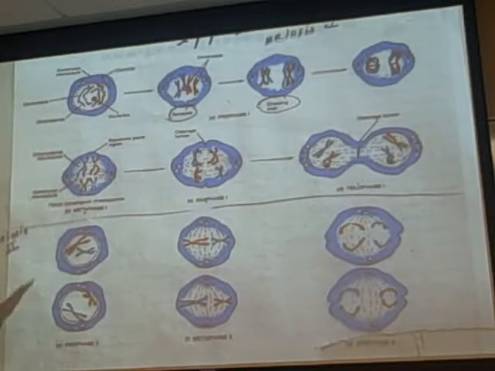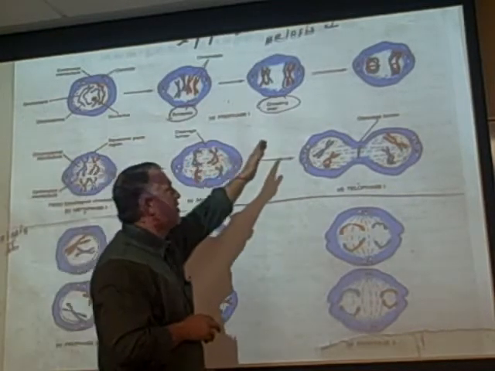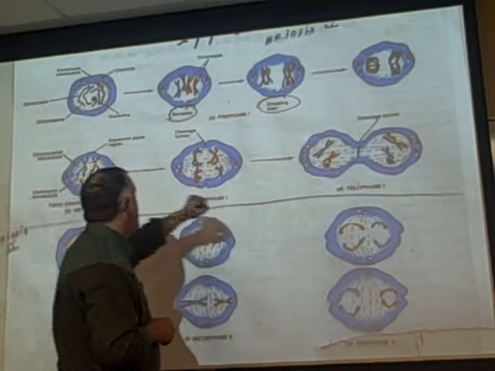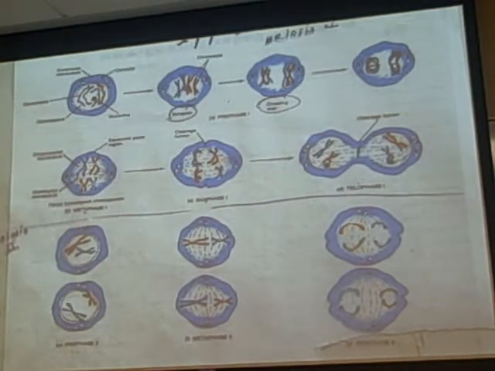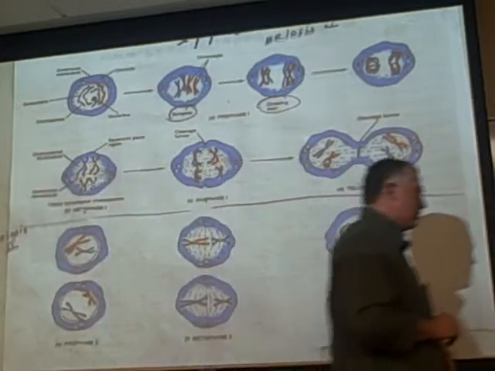So as we synapse, we cross over, we exchange genetic material. Here we see we're lined up. But notice we're lined up as paired chromosomes.